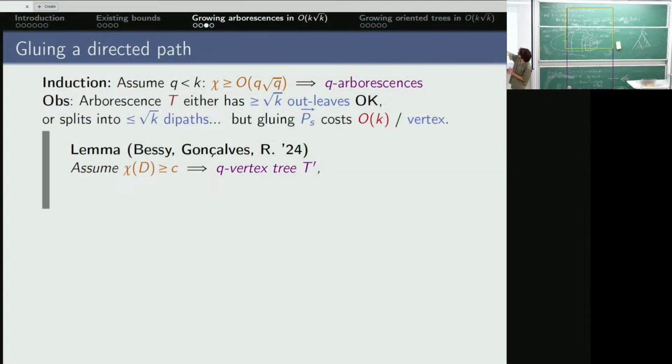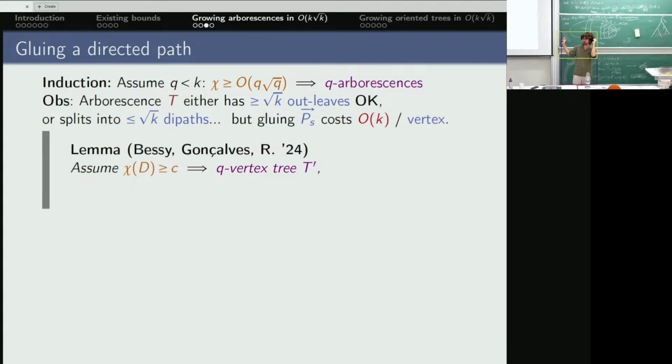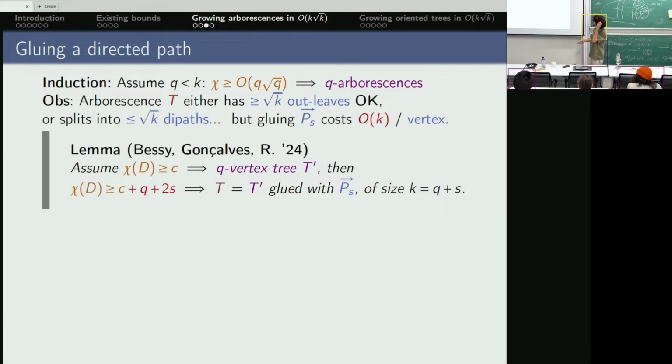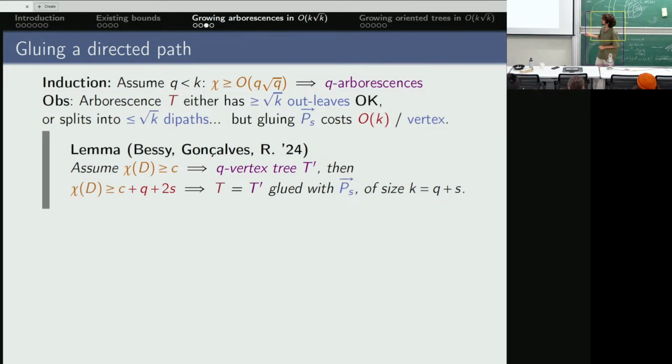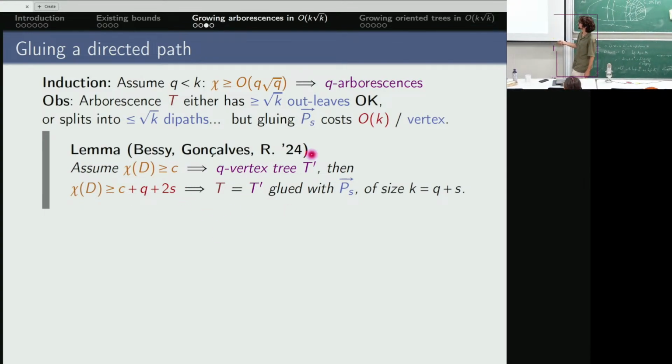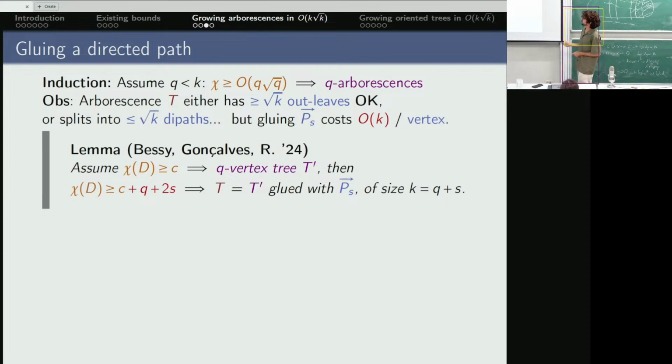So assume chromatic number C guarantees you any Q vertex tree T prime. Then chromatic number C plus Q plus 2S gets you this T, which is T prime glued with a path of length S. And this Q plus 2S is the size of the resulting graph T, which is K, which is Q plus S. So here you pay less than K to glue a path of length S, which is much less than if you had added the vertices one by one. If you had added the vertices one by one, you would have paid S squared.